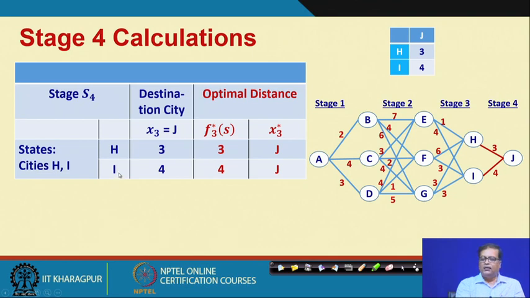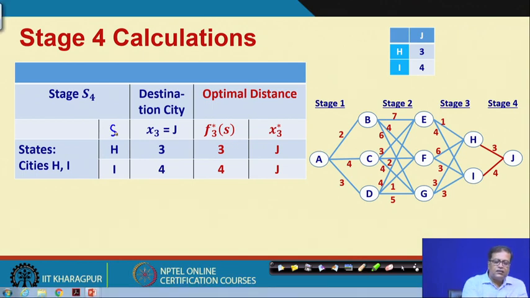From H to I the distances are 3 and 4. So, F 3 star S will be 3, that means F 3 star H, these are S actually, right. So, if you take the pen, this is S, right. So, S is either H or I, and F 3 star S is 3 or 4, and x 3 star is J. Is it all right? That is the destination city. So, this is our stage 4 calculation, which is very straightforward and we can obtain it very easily.